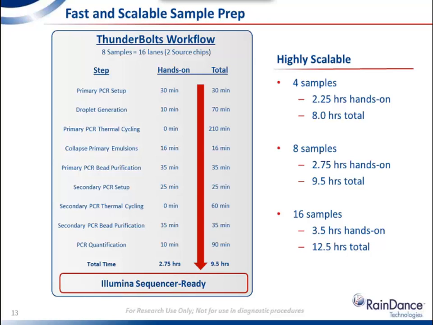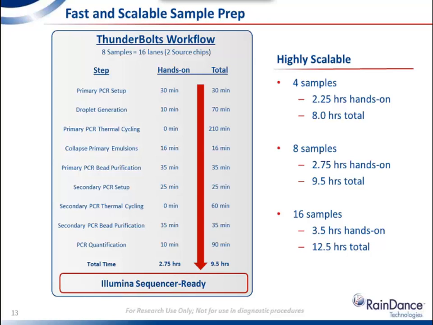PCR. You take those off the thermocycler, you add a reagent, vortex, and then centrifuge down the samples. That collapses the droplets and gives you an aqueous phase. That aqueous phase then does a very quick SPRI-select bead purification. That reaction then goes on to the secondary PCR setup.